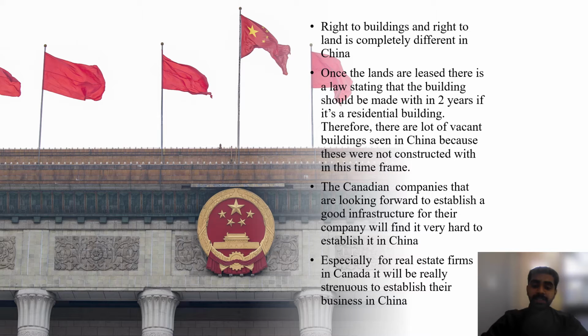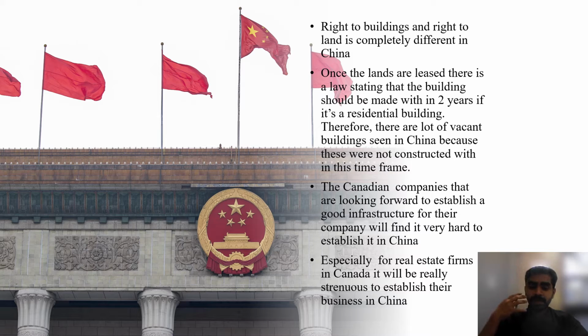Once a land is leased by a company, for example, if it's a real estate company, a developer company, or a construction company, and they are building a residential building, there is a limitation in China to finish this construction within 2 years. If this is not finished within 2 years, the Chinese government will revoke their rights.